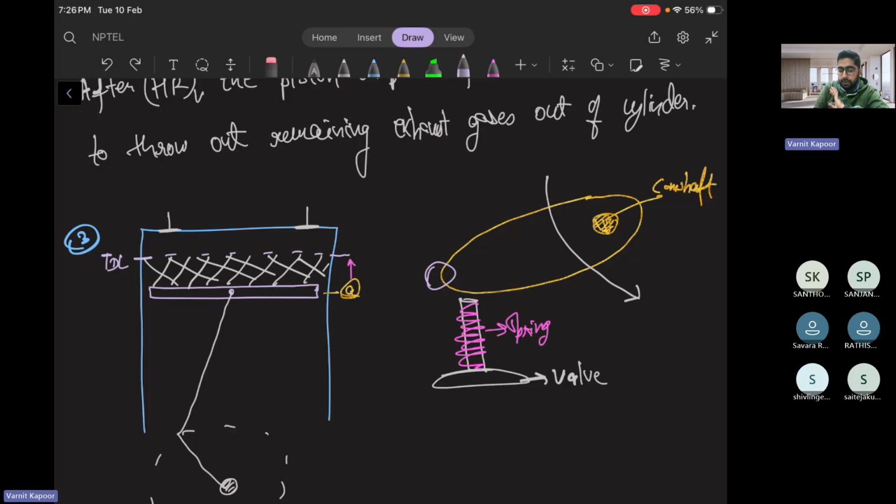Okay, it's just in touch with the spring valves. Okay, then only the valve will be opened. For the remaining time, it will be closed. So that's why the time for closing of the valve is more compared to the time of opening.